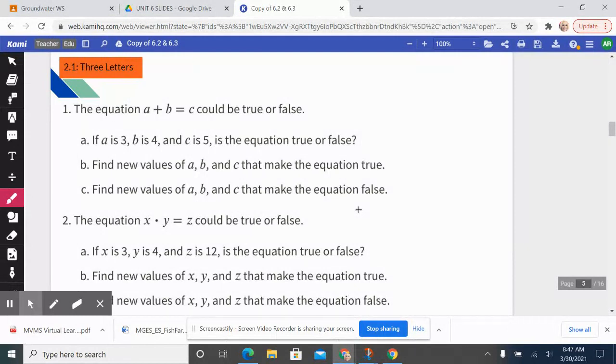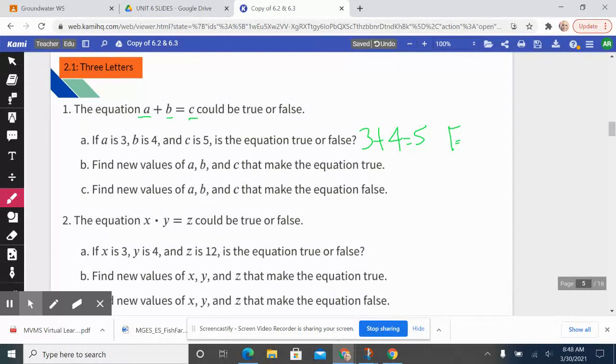The equation a plus b equals c could be true or false. We're going to answer each of these. It says if a is 3 and b is 4 and c is 5, what is the equation? We're going to put 3 in for a, 4 in for b, and 5 in for c, and decide, is this true or false? If I did what it said, that would be 3 plus 4 is 5. Is that true or false? You should know that's false. So you're going to write exactly what you see me writing in green.